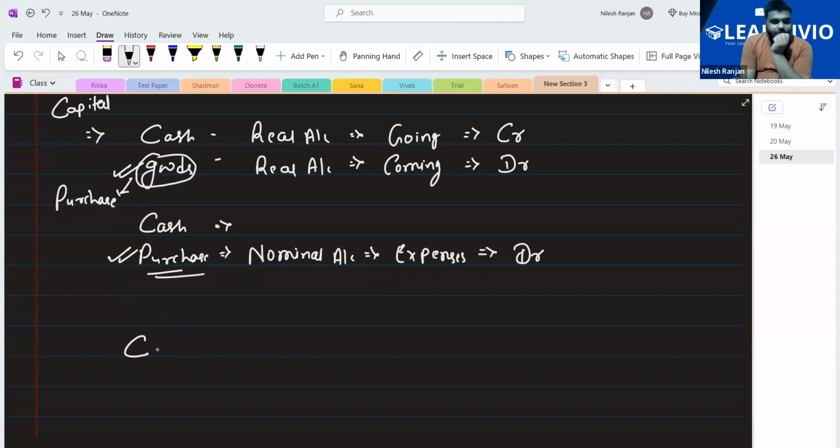So cash is there, but instead of furniture, if you are writing purchase, then it is incorrect, because purchasing furniture is not an expense. It is an investment. So that's why we are creating an asset. We will not write purchase. So we will write furniture. Is that clear? So whenever we are purchasing any asset, you don't have to write purchase.